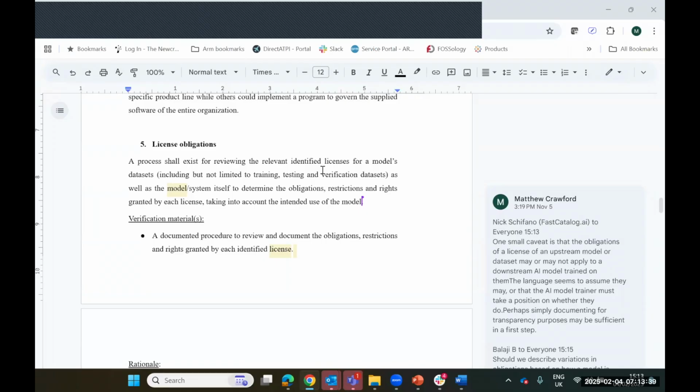Okay, so then moving on there: a documented procedure to review the obligations, restrictions, and rights granted by each identified license, as appropriate. Yeah, as appropriate.